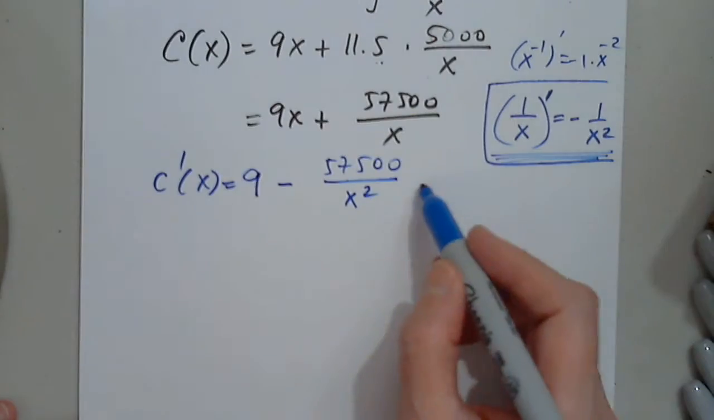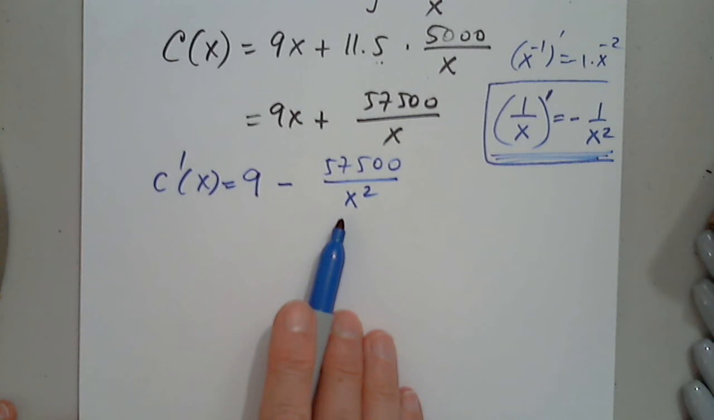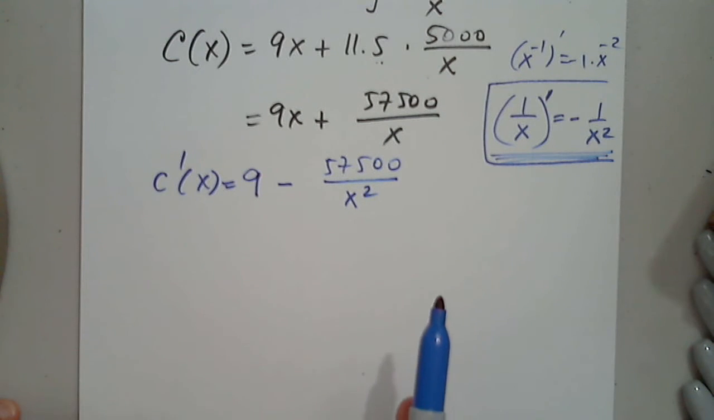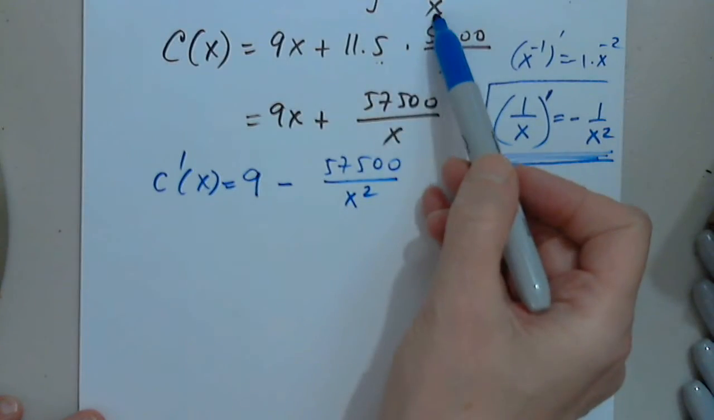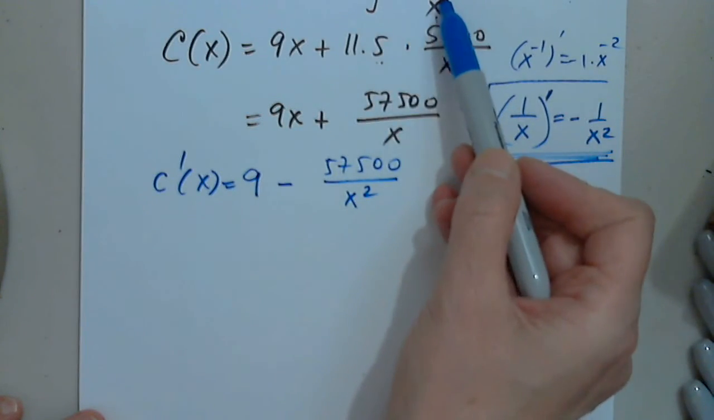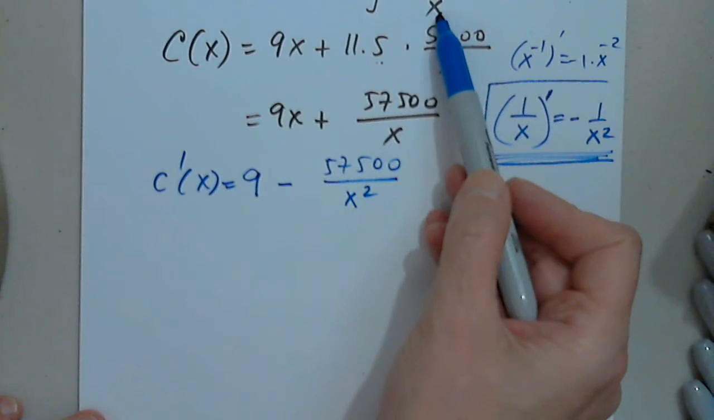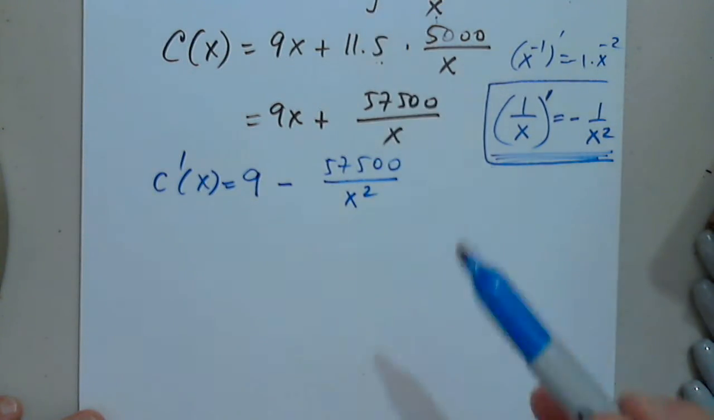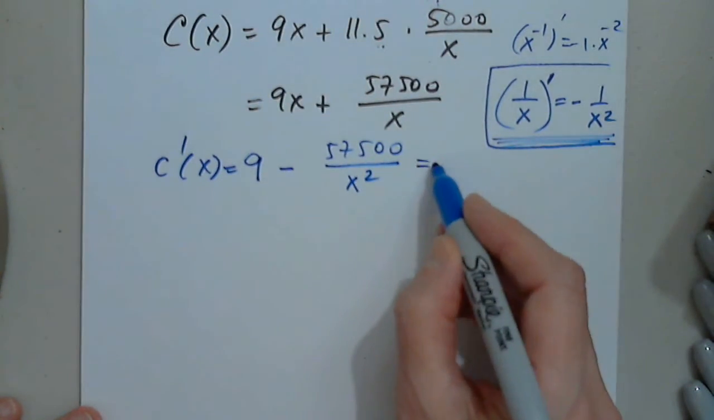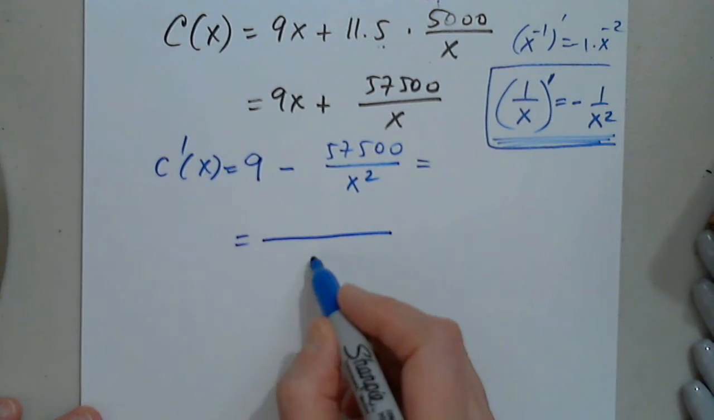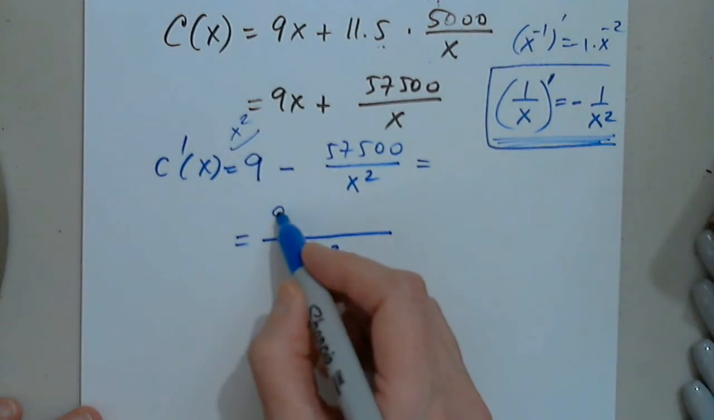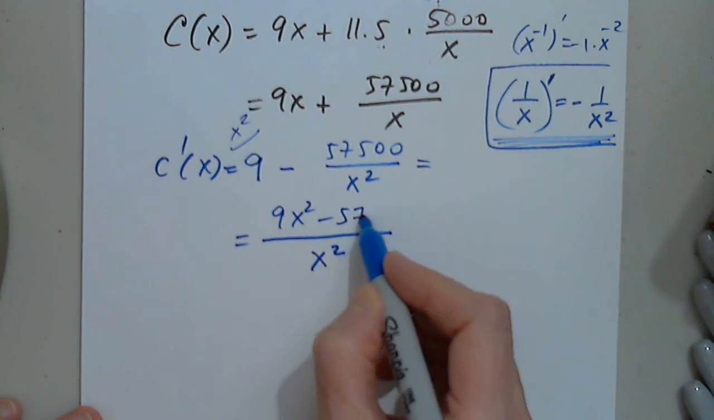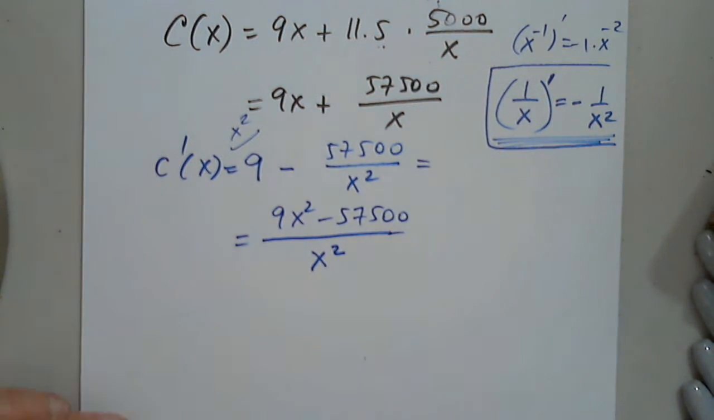Before I set it equal to 0, x equals 0 is not a critical number. How come? Because if x is 0, then I don't have the 5,000 square feet. So x cannot be 0, y cannot be 0. Before I set it equal to 0, I have to find the least common denominator and multiply by it. So 9x squared minus 57,500.